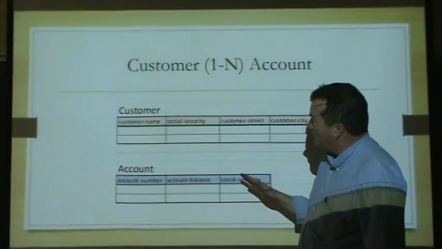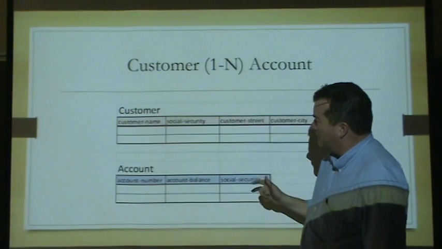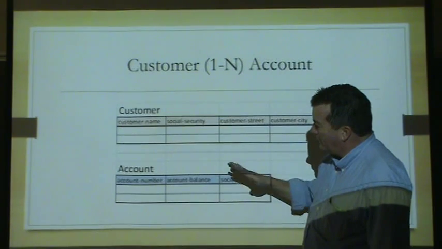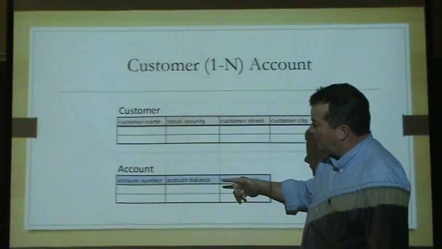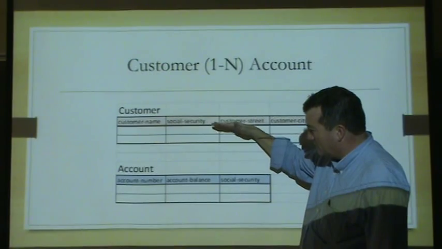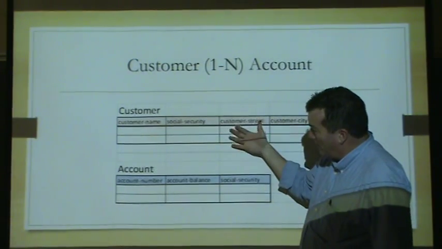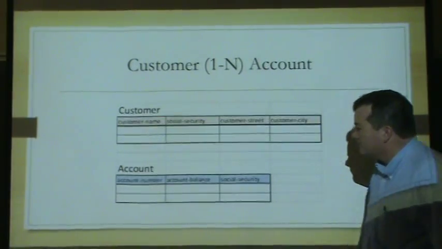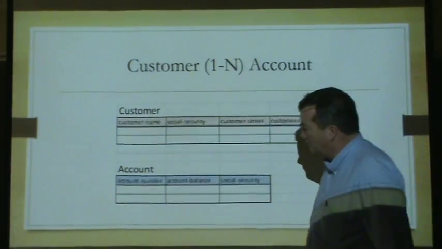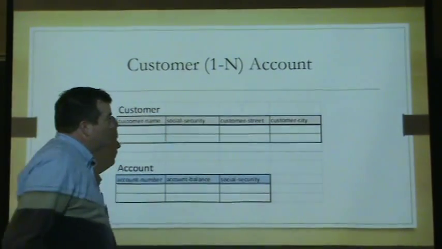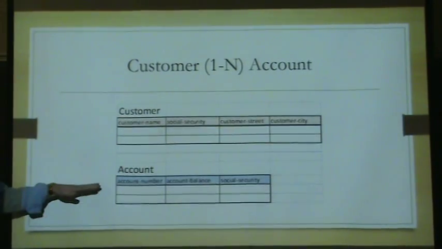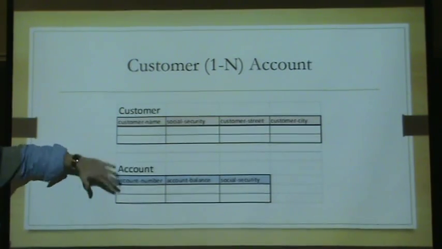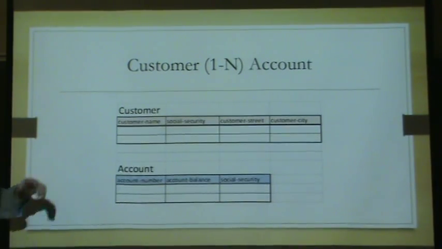So we now have what we call a one-to-N relationship, meaning every account is tied to one customer. And the way we have this laid out, a customer may have many accounts. Okay, so every account is tied to one customer, but a customer could be tied to many accounts. So that's a one-to-N relationship.